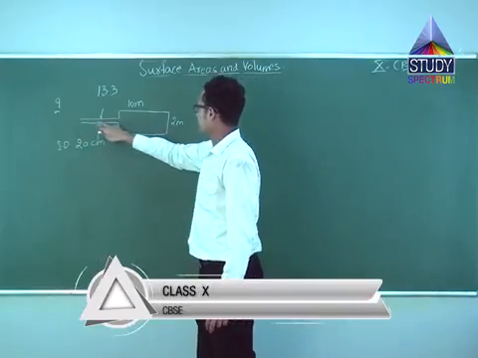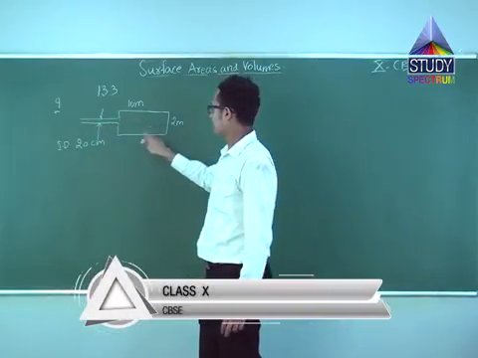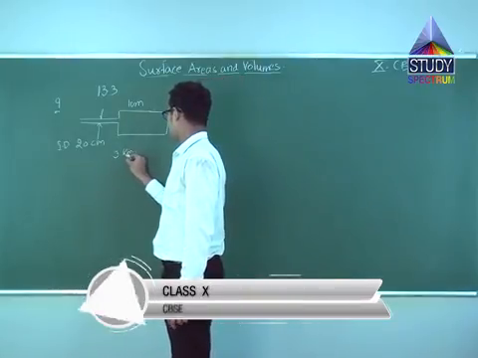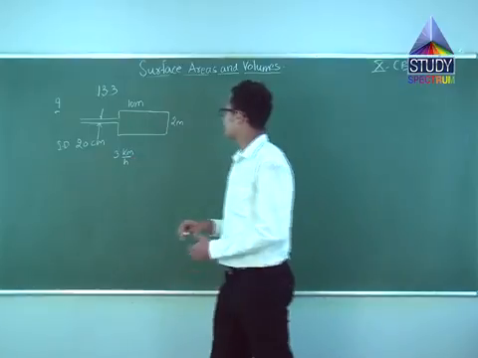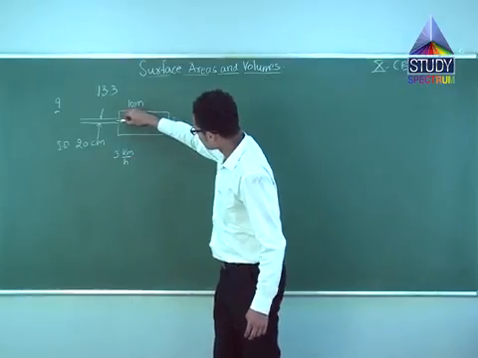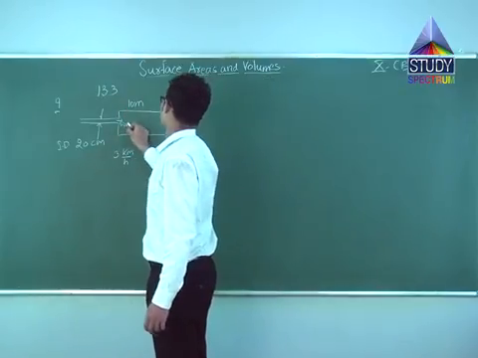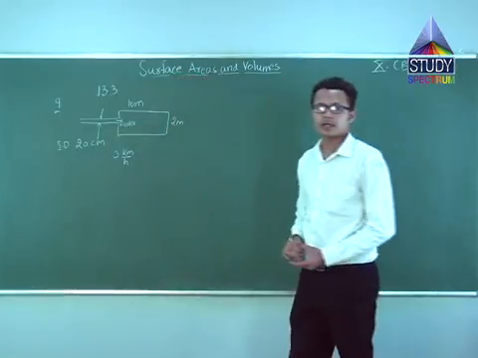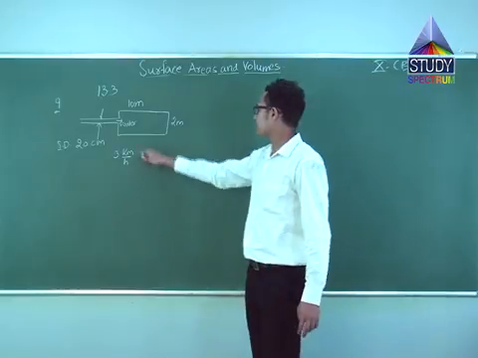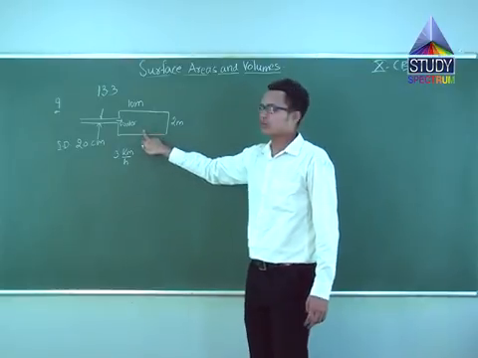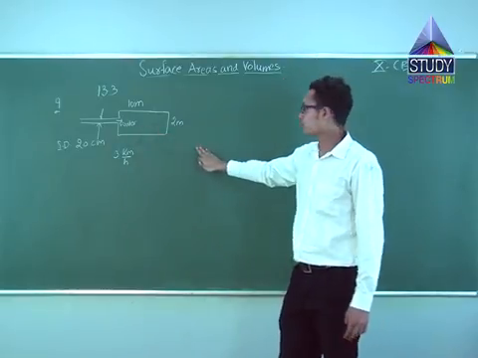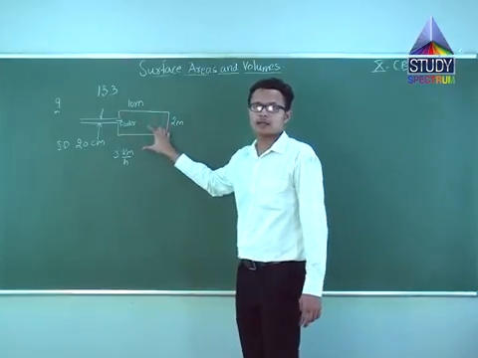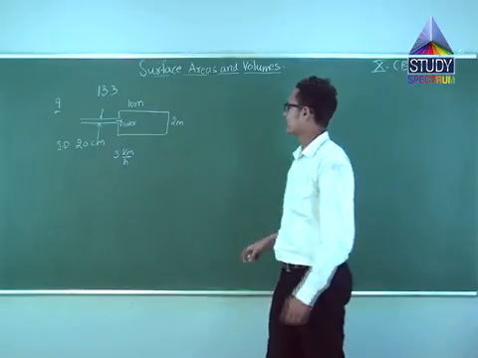From the canal, water flows into the tank at the rate of 3 km per hour. Water is flowing at the rate of 3 km per hour inside the tank. What you are asked to find out is the time taken to fill the entire tank.